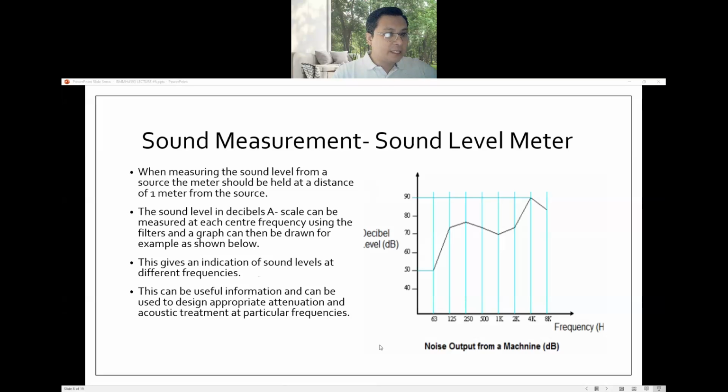Yeah, they give us an indication of sound level at the different frequencies. So, back to the graph. The decibel will be mentioned along with the frequency. This information can be used to design appropriate attenuation and acoustic treatment at a particular frequency.